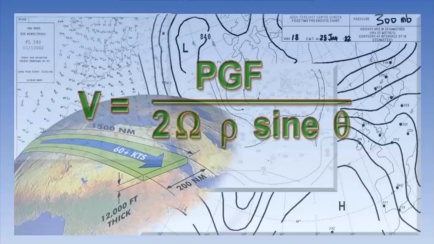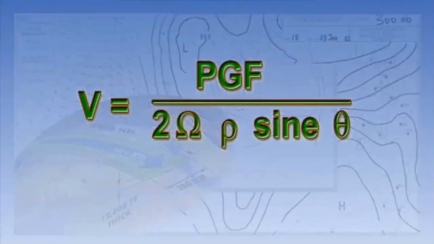With an understanding of upper winds and jet streams, we can better prepare for our flying. But more importantly, we'll be able to recognize and avoid potentially dangerous conditions. Looking at the formula for the velocity of a wind, we can see an important relationship.